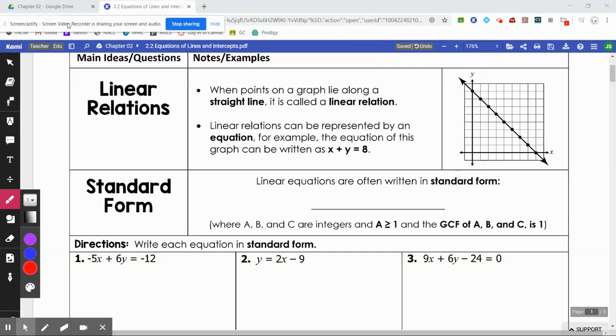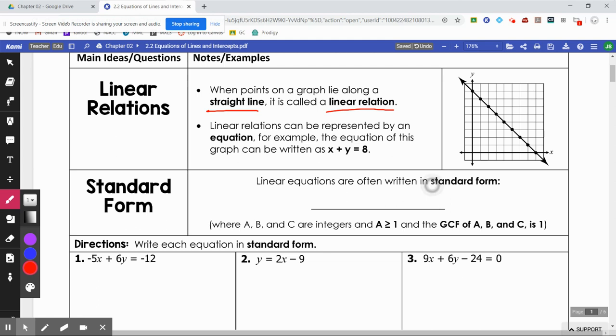In this video, we're going to be talking about linear relations. A linear relation is when points on a graph lie in a straight line. It is called a linear relation. So you see an example of a linear relation over here. Every one of those points is on an identical straight line.